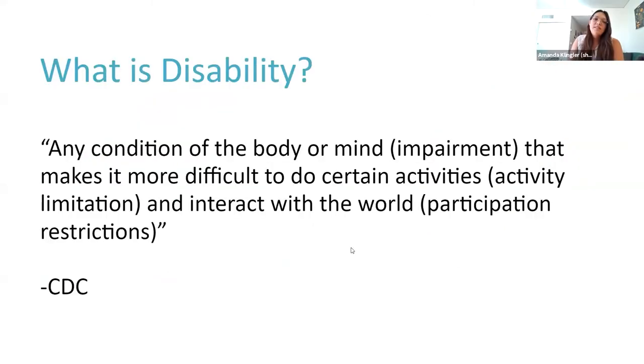Yeah, so to start off our discussion today, our presentation is going to be talking about access for disabled people. And so we first need to start off with talking about what is disability, right? How do we define that? And so the U.S. Center for Disease Control defines disability as any condition of the body or mind, which they refer to as an impairment, that makes it more difficult to do certain activities, which they define as activity limitation, and interact with the world, so participation restrictions.